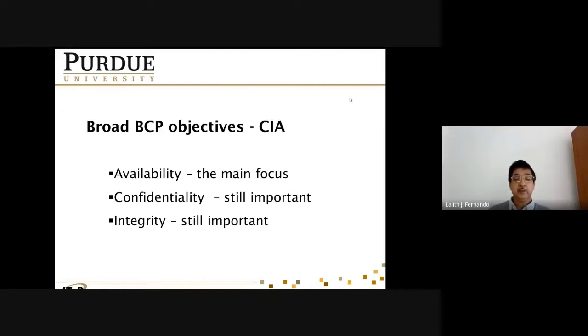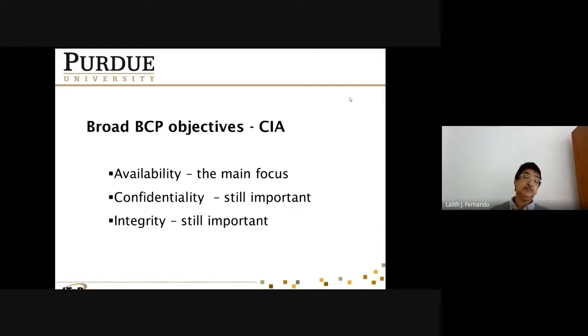Now, in the case of data processing or systems, the broad objectives are CIA, so you can just keep it in mind in that way. The availability, integrity, and confidentiality. These are the three main objectives of a broad BCP, because you should keep things available and you have to maintain the integrity and confidentiality.